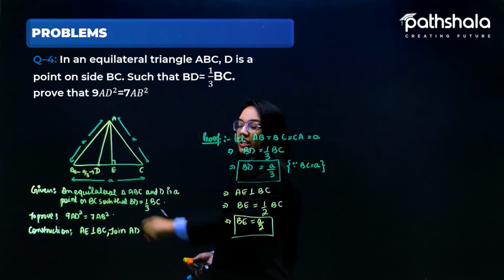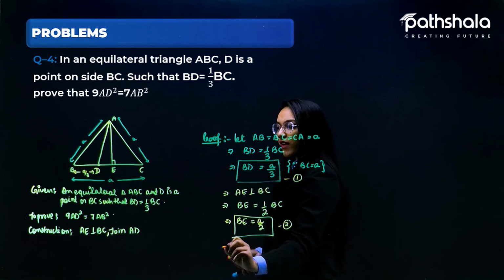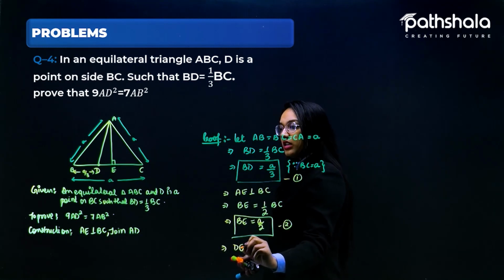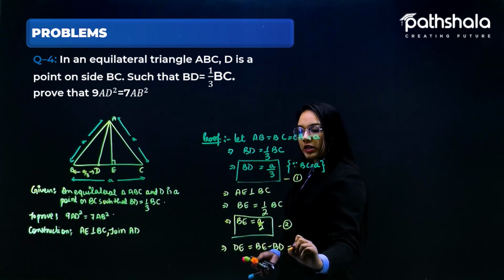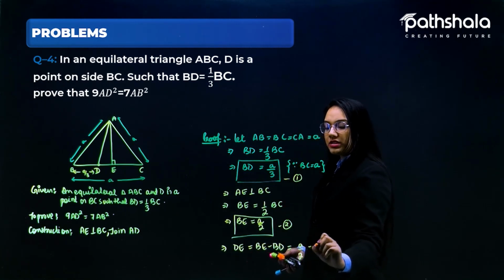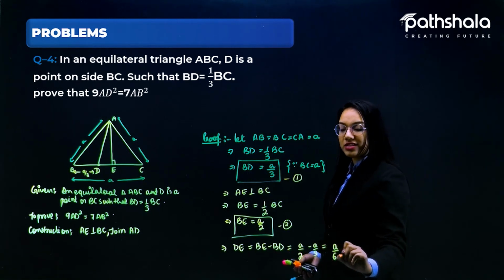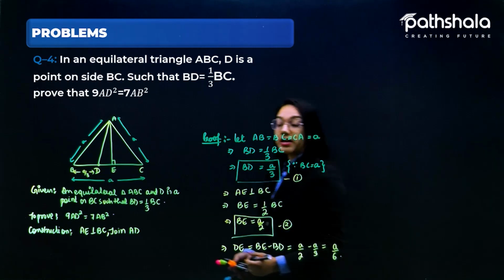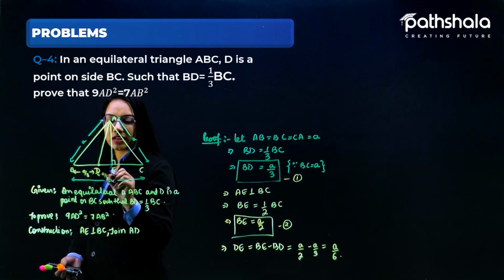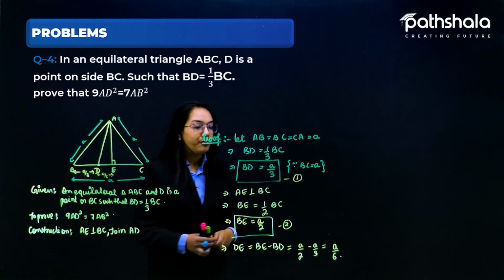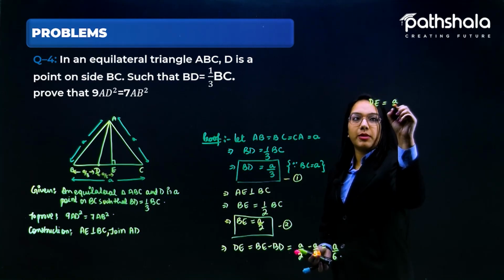So let's just find DE over here. Let me call these 1 and 2. So we can find the value of DE. As you can see, DE is BE minus BD. So this would be BE is A/2, BD is A/3. Hence after solving it, we will get the answer as A/6. So DE we are getting is A/6.